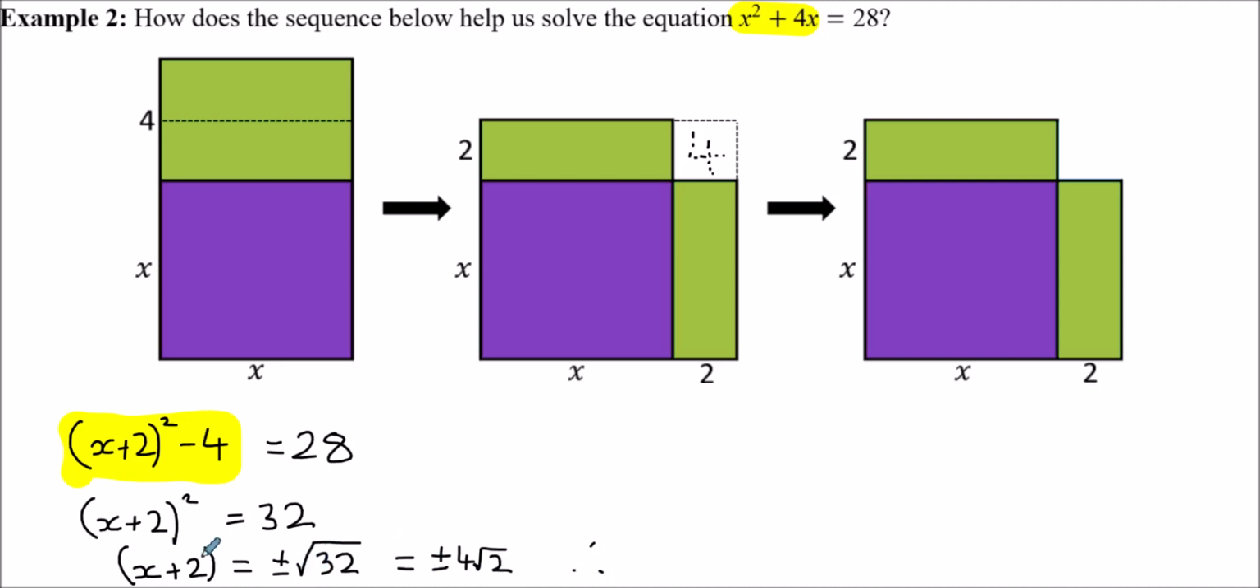So therefore, when we subtract 2 from both sides, we can say that x is either going to be minus 2 minus 4 root 2, or that x is minus 2 plus 4 root 2.